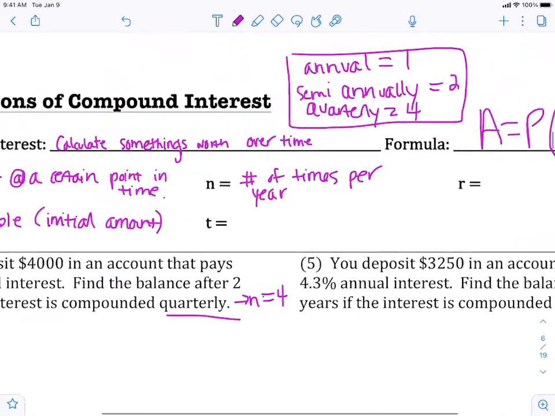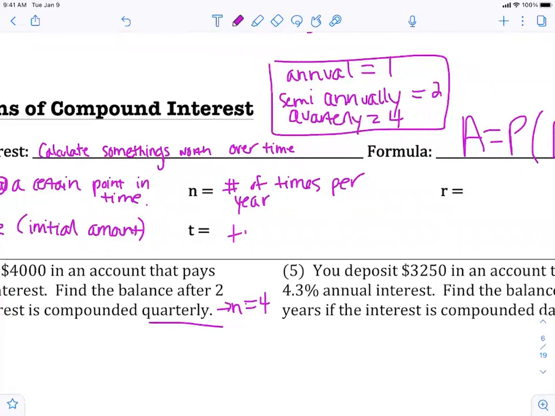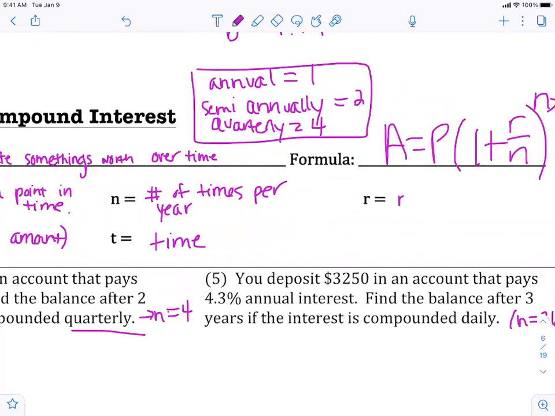Now, the other two pieces, these are the same as the last formula. T always represents the time. It's how much time is passing that you want to see how much is going to be in there. And obviously R stands for the rate, which we're still going to write as a decimal.